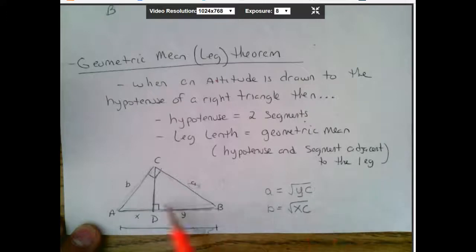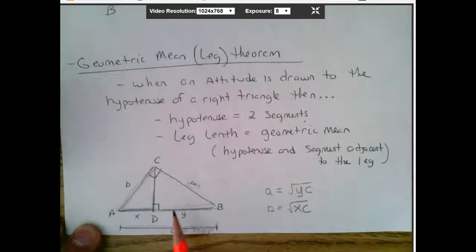We can go the other way. This is the other leg of the original triangle. We can say it's equal to the geometric mean of the segment attached to it, X, and also the original hypotenuse of the original triangle, C. Okay. So these are really useful.